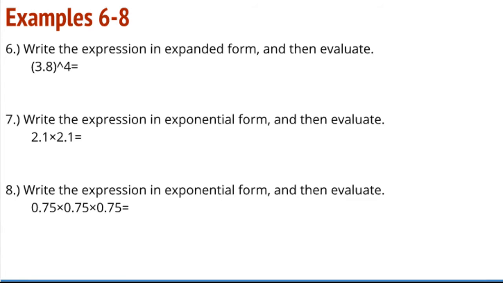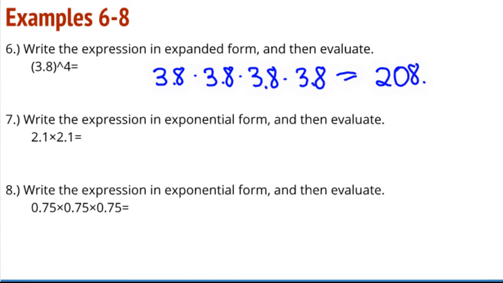All right, so it says write the expression in expanded form and then evaluate. So we're going to write this out. And this is 3 8/10 raised to the 4th power. So 3 8/10 times 3 8/10 times 3 8/10 times 3 8/10. And once again, this would be a good one for the calculator. And that gives 208 and 5,136 10,000ths.